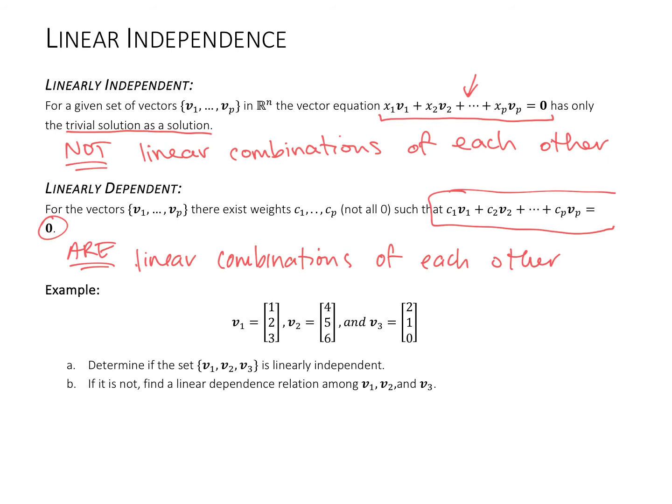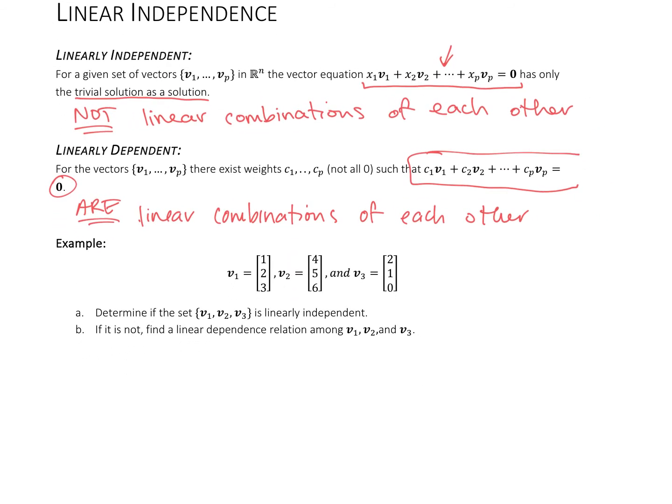So in other words, we want to know, is there something that I can multiply each vector by in order to be combinations of each other, right? So is V2 some combination of V1? Is V3 some combination of V1 or V2? So we want to see if these are linear combinations.